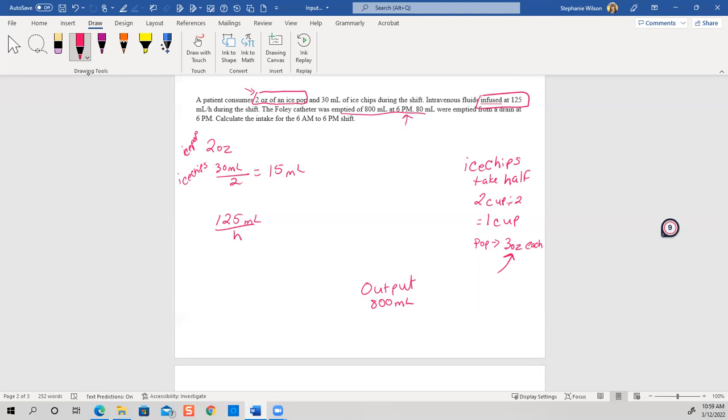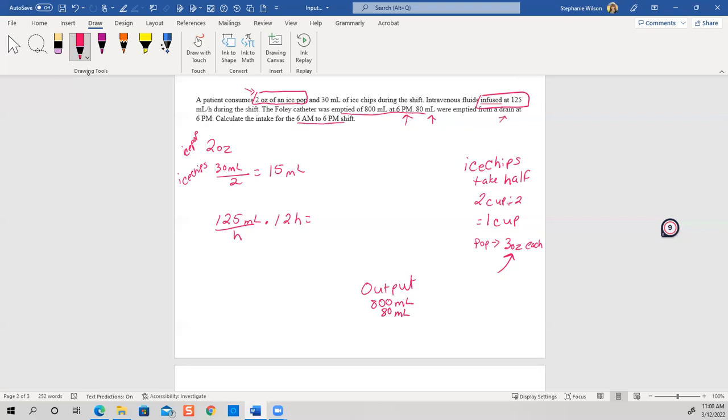And then it says it had 80 milliliters emptied from a wound drainage or just a drainage period. And so that's 80 milliliters because that's what the body lost. And they want to know what's the intake versus the outtake. And we're on this 6 a.m. to 6 p.m. shift. So that means they were being infused for 12 hours. We need to factor that in.